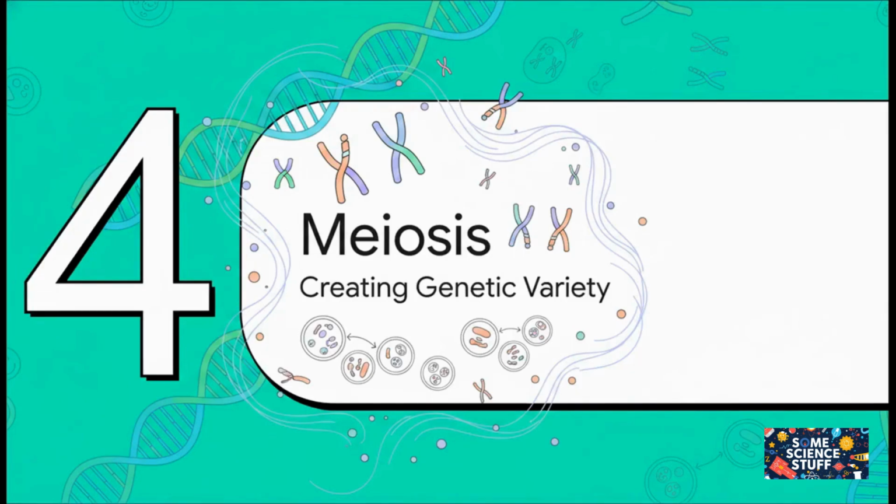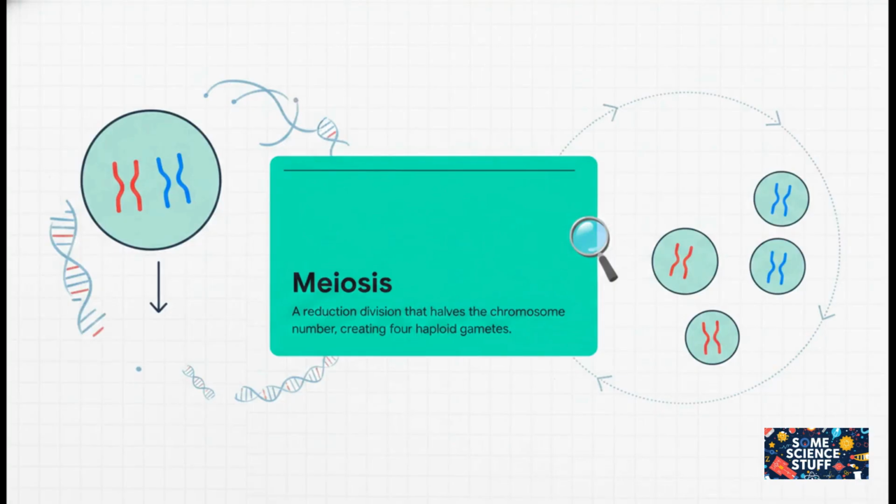Okay, let's switch gears completely. Now we're going to talk about the other type of division, meiosis. This is the special process that's used for sexual reproduction, and its whole purpose is to create genetic diversity. So unlike mitosis, the goal here is not to make clones.